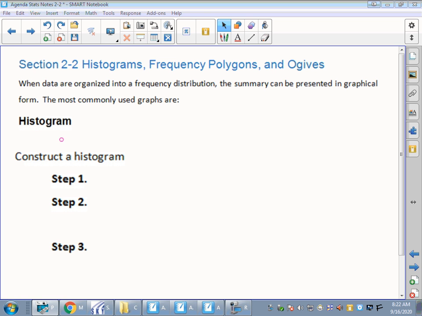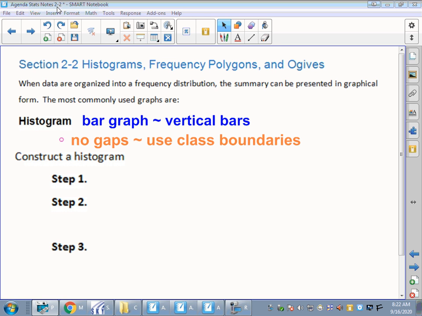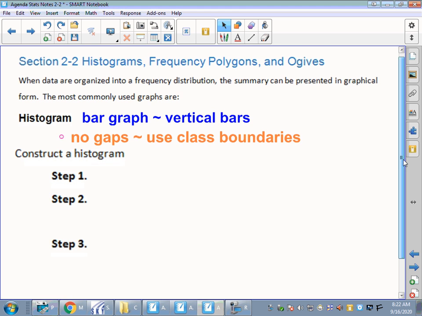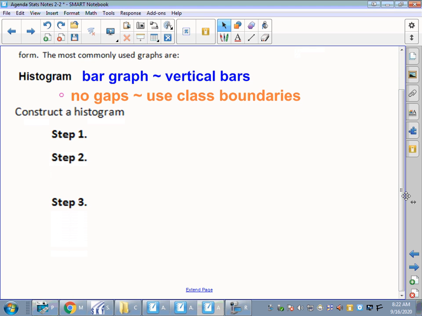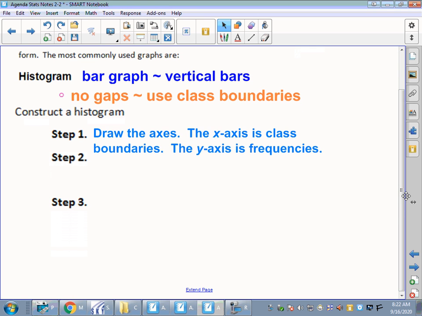The first is a histogram. This is bar graph looking. It's got vertical bars. And a really important thing in this, there are no gaps. A traditional bar graph, whether you know it or not, has gaps between the bars. So in order to do that, we're going to use class boundaries. Remember, class boundaries are those things that are usually decimals, the halfway point from the upper limit to the next lower limit.